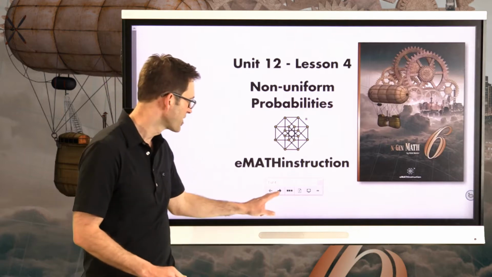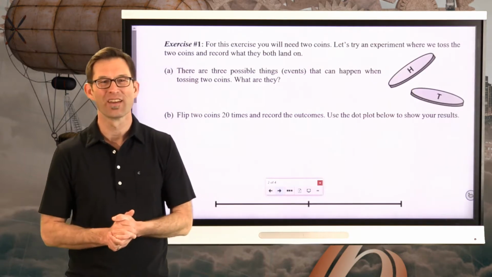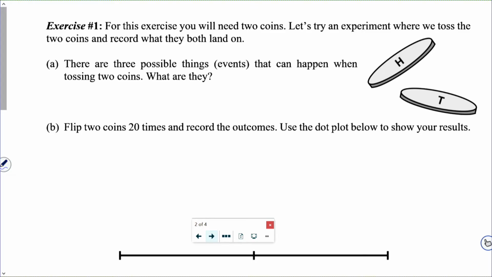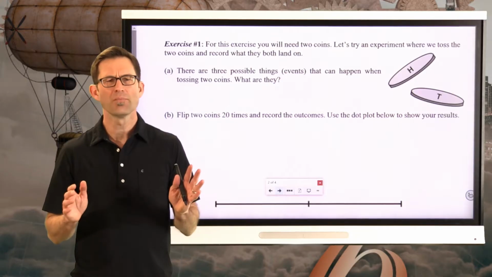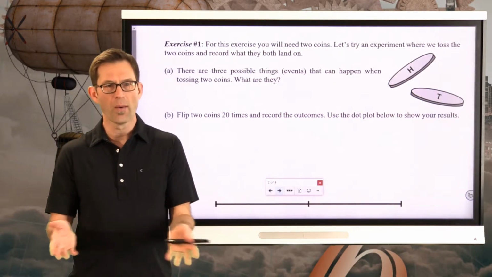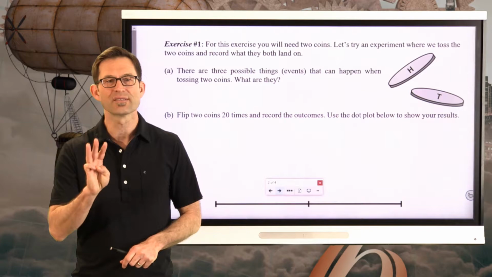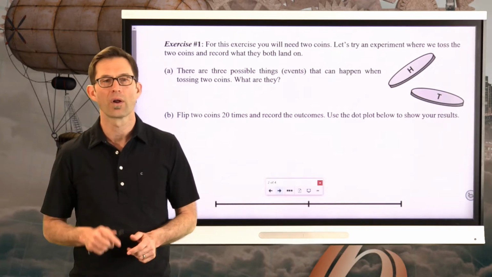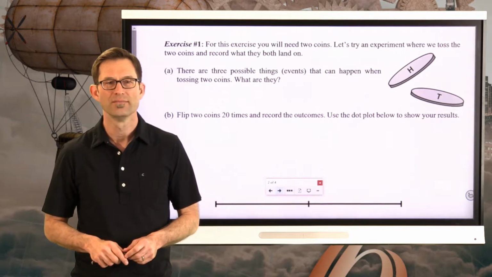And let's do it. All right, so let's take a look at exercise number 1. For this exercise, you will need two coins. Let's try an experiment where we toss the two coins and record what they both land on. Letter A, there are three possible things, which we call events in probability, that can happen when tossing two coins. What are they? Pause the video now and write them down.